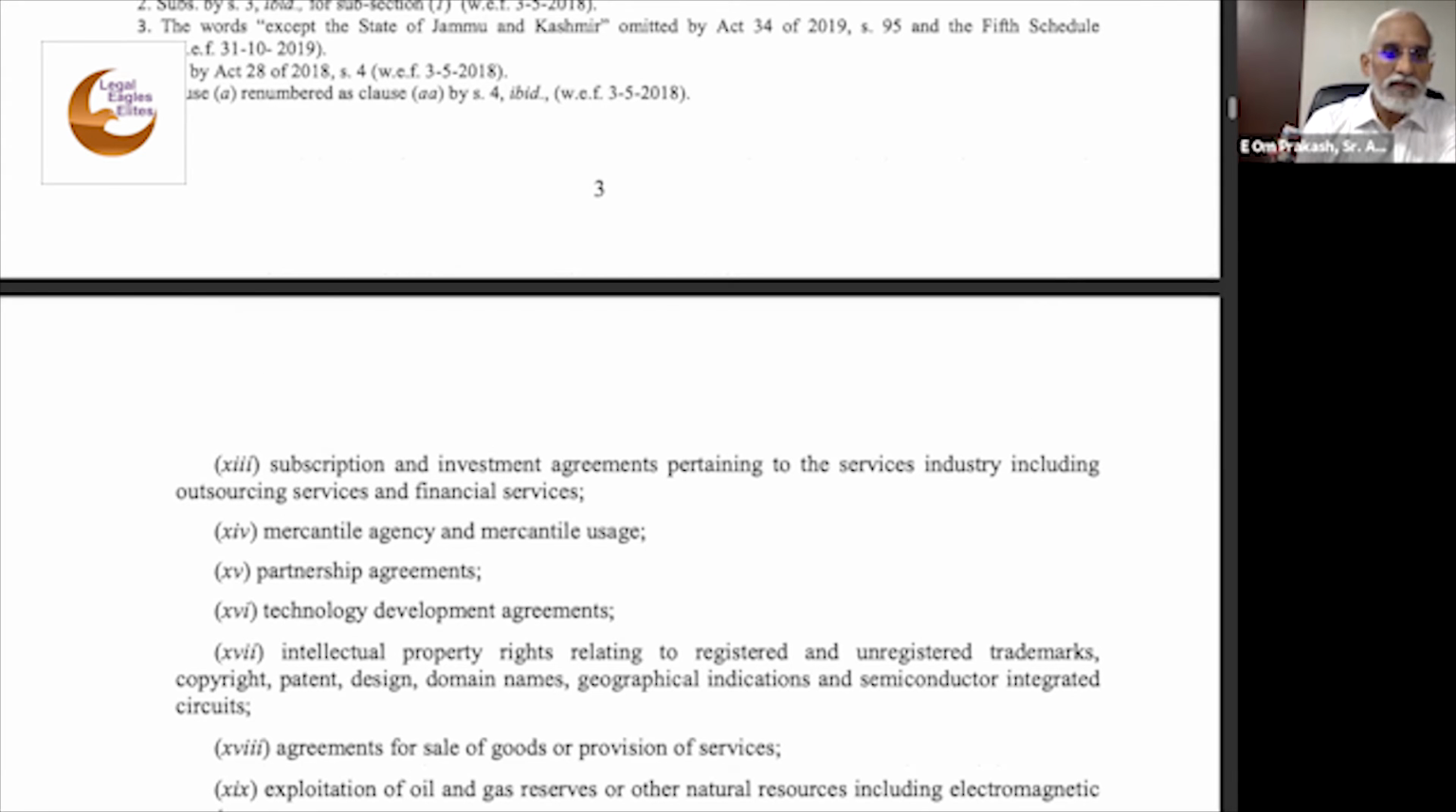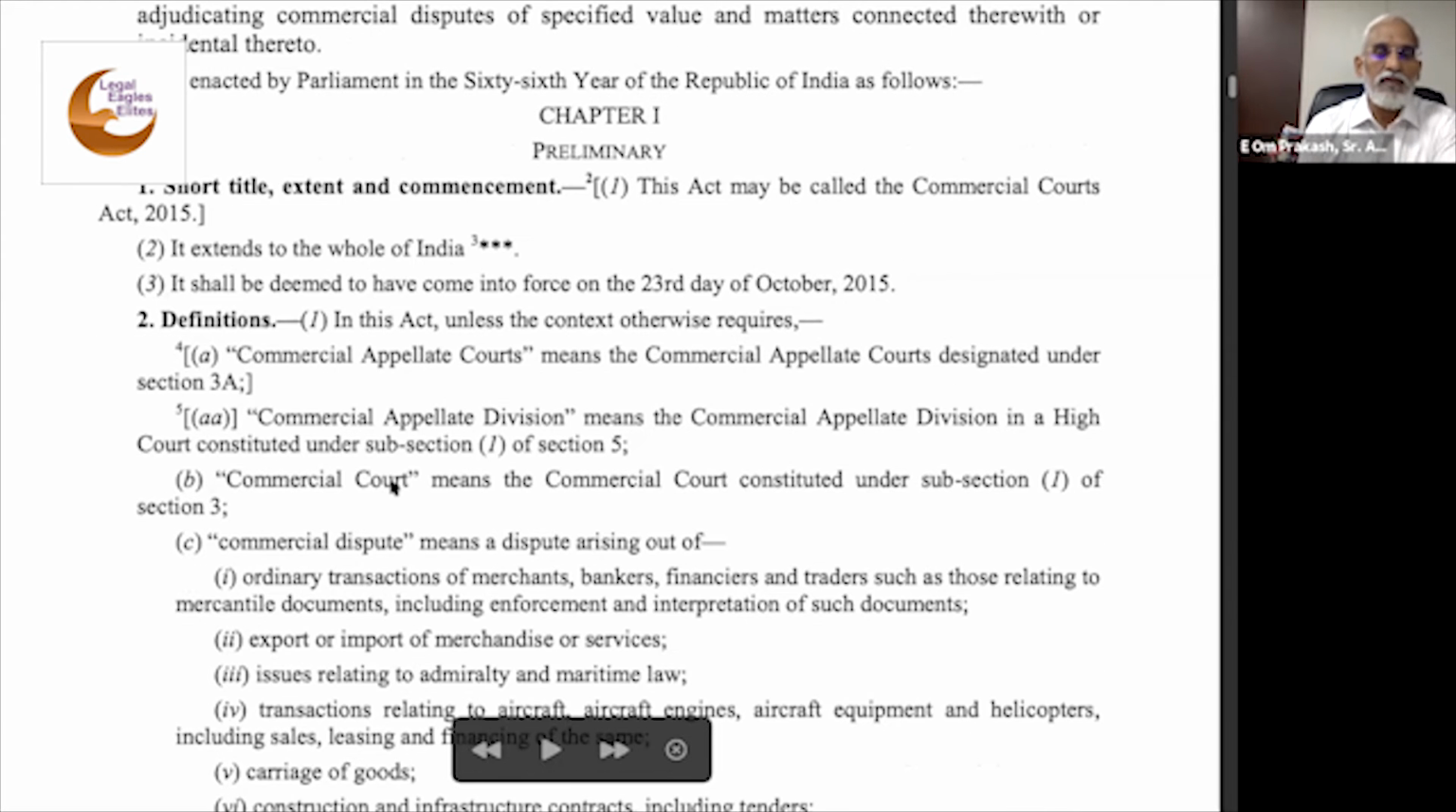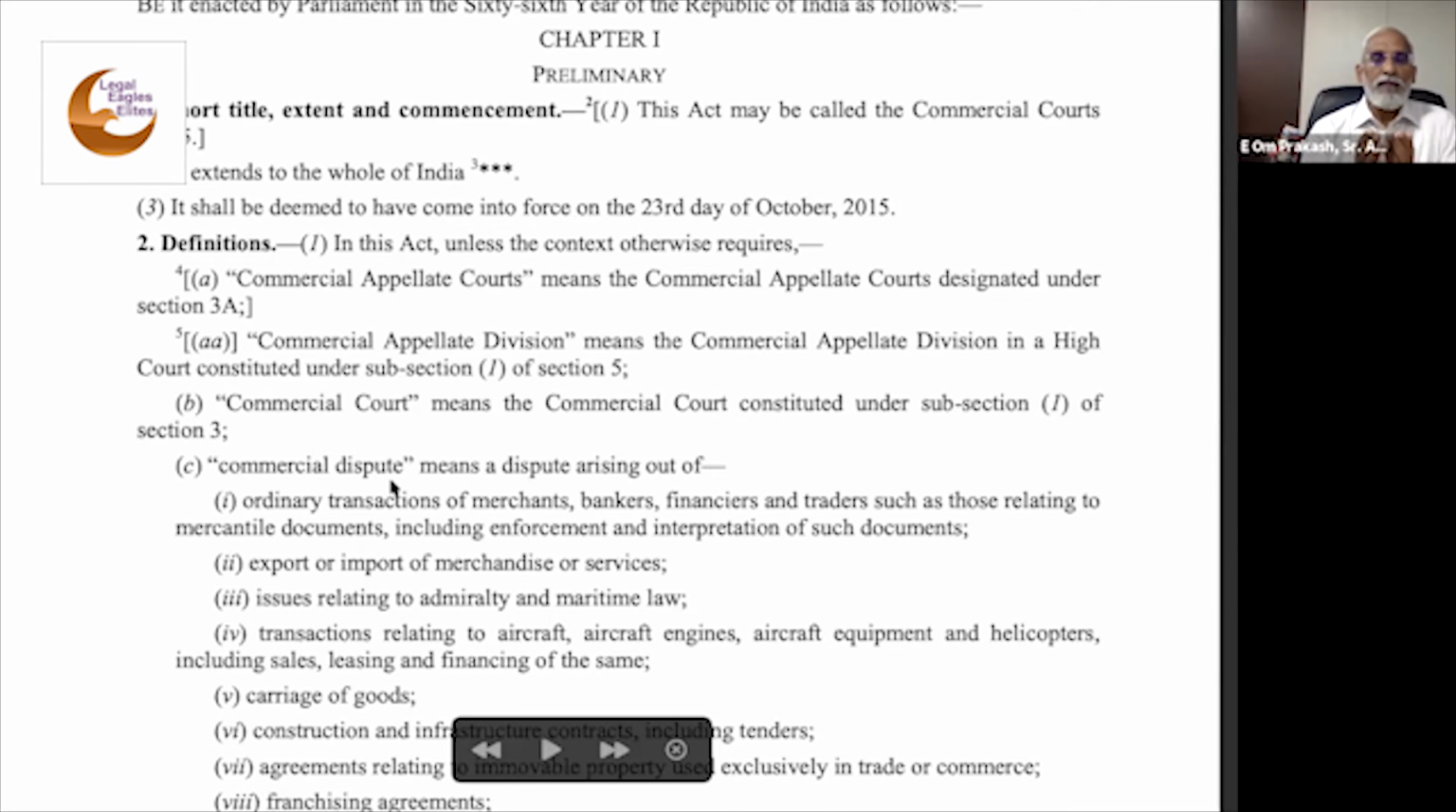One area of importance, as I said, is that you need to identify what is a commercial dispute. Now, what are the implications? If a particular suit has to be brought within the ambit of the Commercial Courts Act, then as part of your pleadings, you have to satisfy the court that there is a commercial dispute.